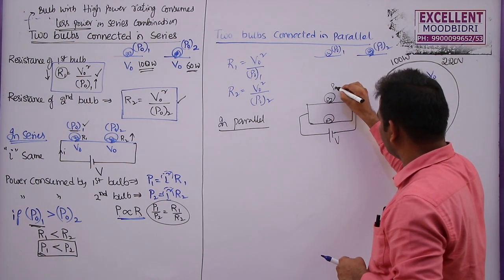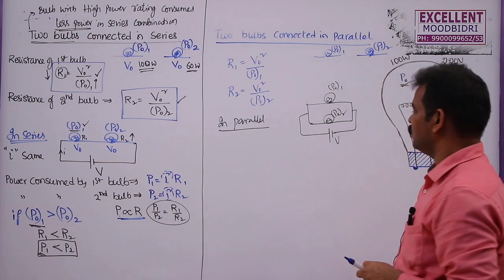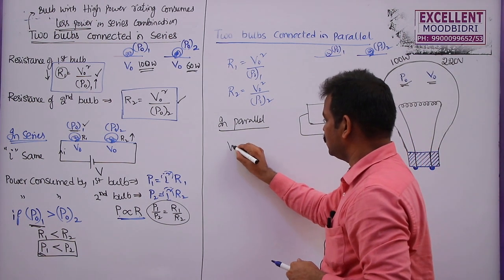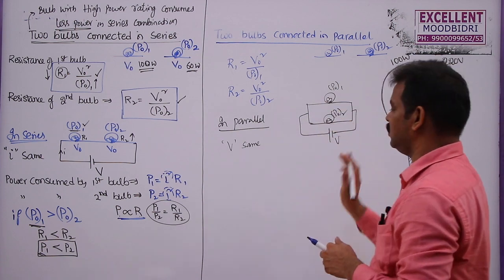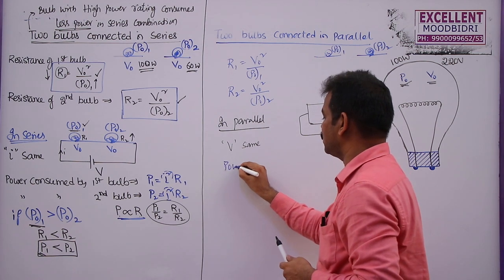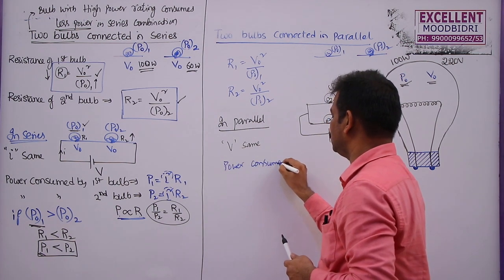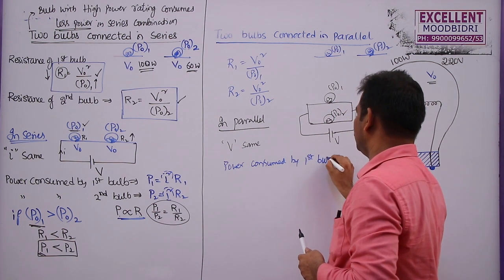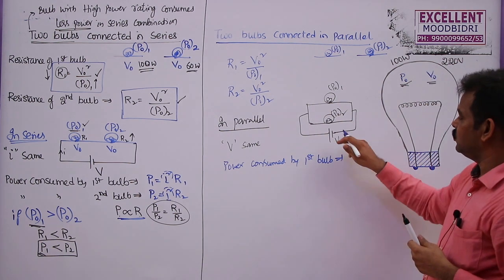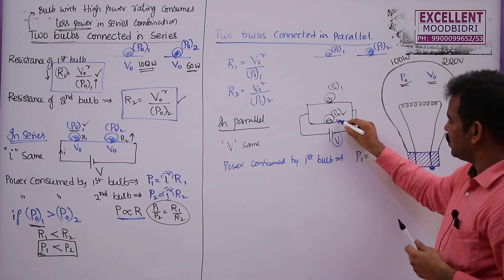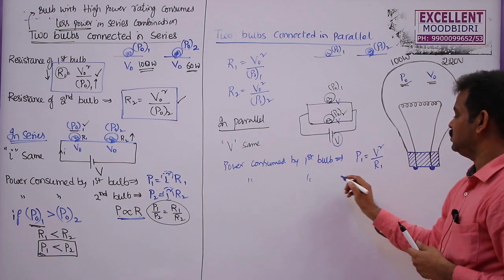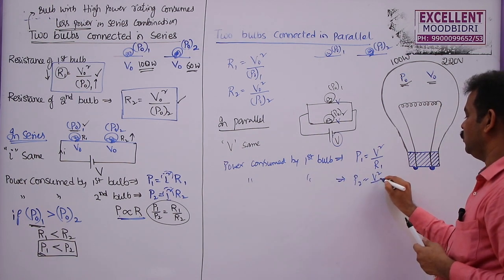So now this is P01, this is P02. When these two are connected in parallel to the same source of potential V, we know that the potential across these two bulbs will be the same. So what is the power consumed by the first bulb and what is the power consumed by the second bulb? Power consumed by the first bulb, P1, is equal to, as we are finding the power consumed in parallel combination, the potential here is V, here V, so V square by R1. Power consumed by the second bulb, P2, is equal to V square by R2.